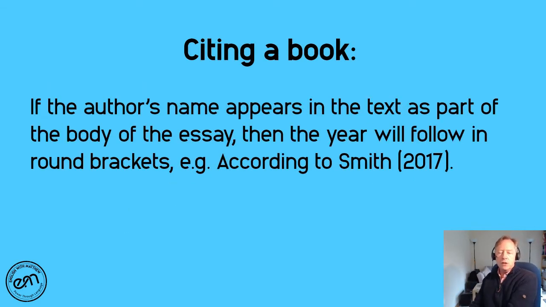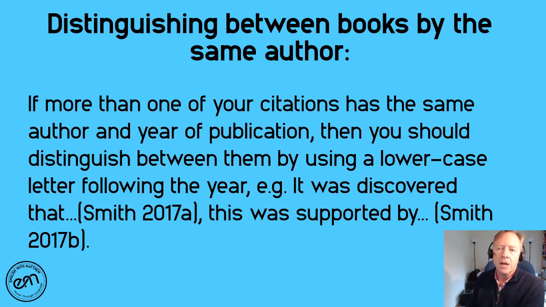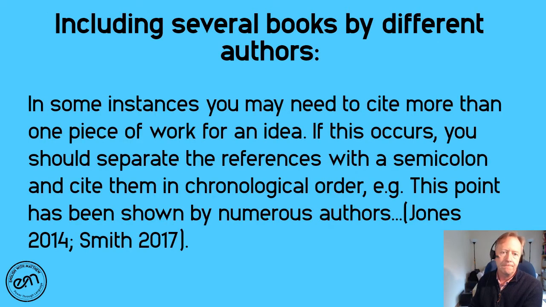If you're citing a book, you'd say Smith 2017 in brackets. If you've already mentioned Smith in your sentence, you don't need to repeat Smith's name. You just say, according to Smith, bracket 2017. Maybe Smith had a big year in 2017 and wrote more than one book. You call one 2017A, you call the other 2017B, and you list them in that order in your bibliography so that we know where they are and that they've been used in both the citation and the bibliography.